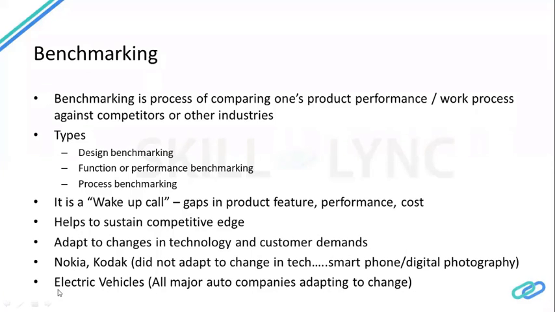But we have a good example as well, which all of you might be aware of: almost all the major auto players or auto companies are doing extremely high benchmarking and are coming up with electric vehicles. All these big players, General Motors, Chrysler, Mercedes-Benz, or even in India, Tata Motors or Mahindra, are working extremely hard to produce electric vehicles. They are moving away from their diesel or petrol based technology. So all these companies are adapting to the change, and this is exactly what we need to do in the benchmarking process.